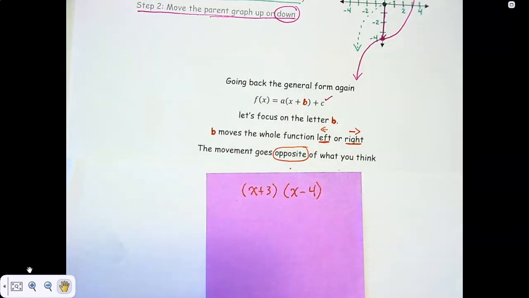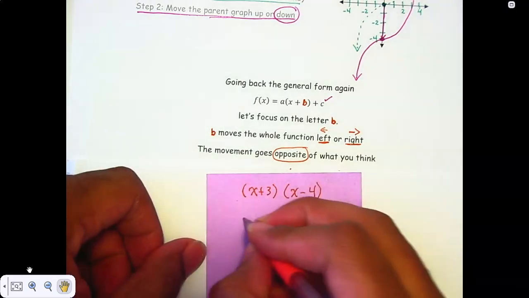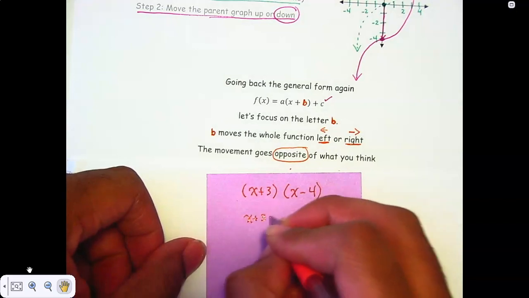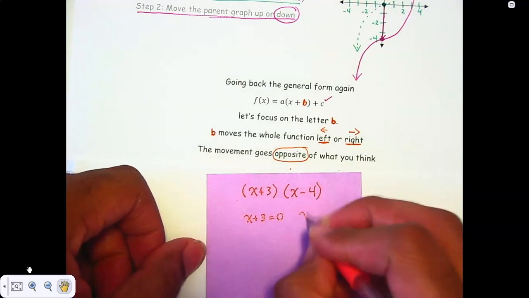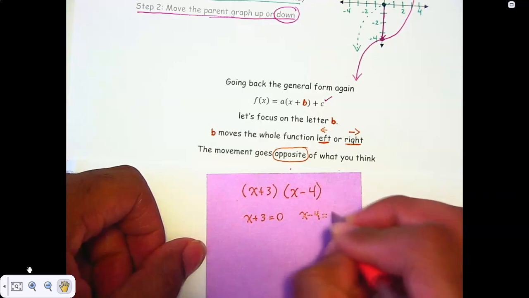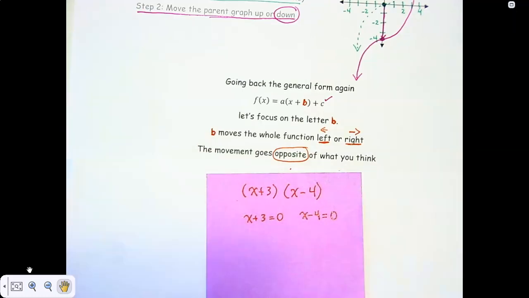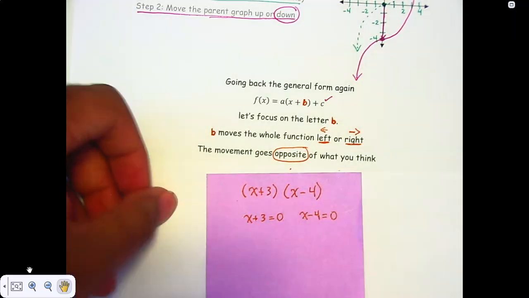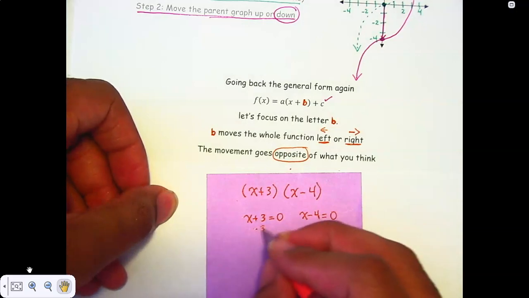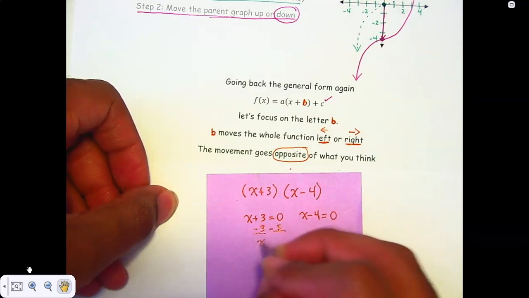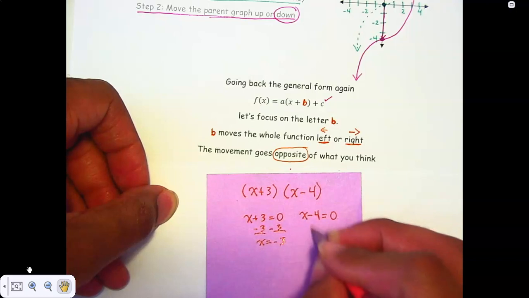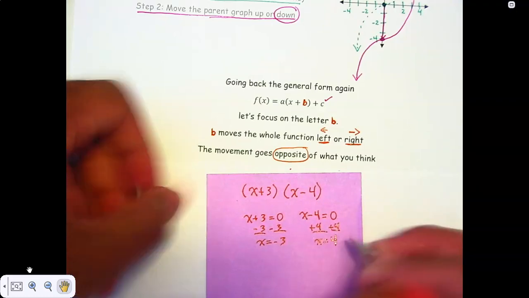This is when we were doing our x and y intercepts. So we're talking about x intercepts. When we did this, we set them both equal to 0, that way we can solve our factors and make them our zeros, our x intercepts too. So here we subtracted 3 from both sides and get x equals negative 3. And then we add 4 to both sides and we get x equals positive 4.